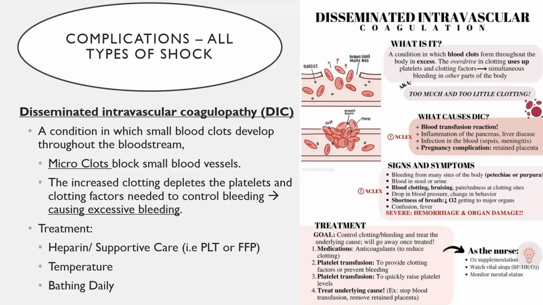And then you use up all your clotting factors, and now you have none, so now you have excessive bleeding. Our treatment is supportive care, monitoring our platelets, giving them fresh frozen plasma. They will need some heparin to break up those microclots. Monitoring their temperature, bathing daily, but be careful that you're not using those strong soaps with them. We can also do platelet transfusions. You don't see that as much, only in the ICU really, but the goal is to break up those clots and to also replace some clotting factors.